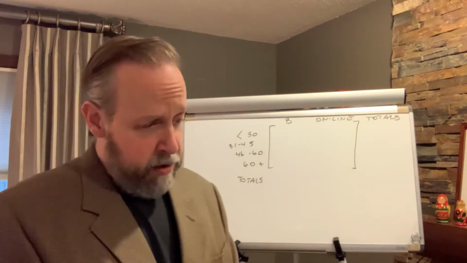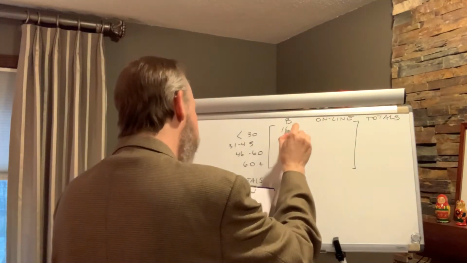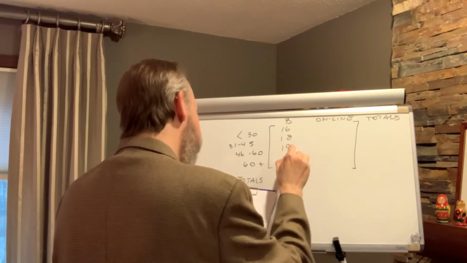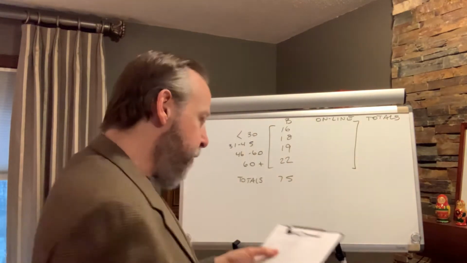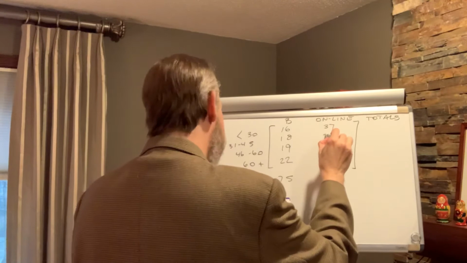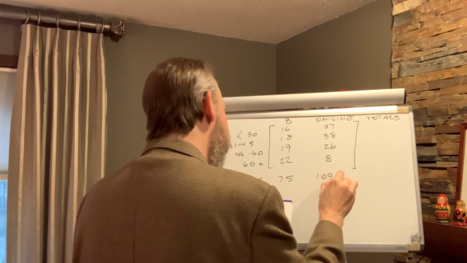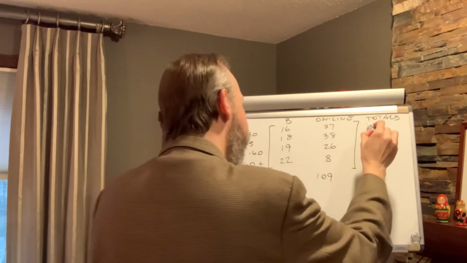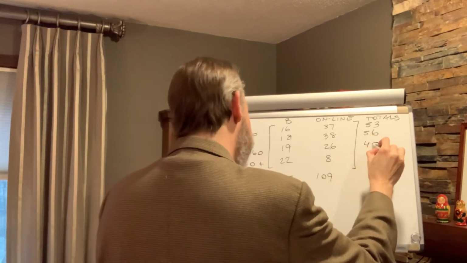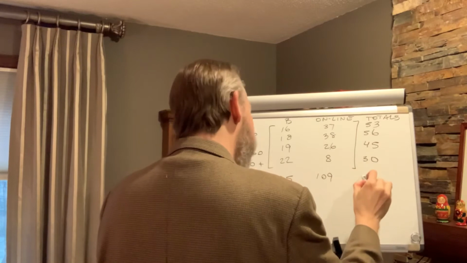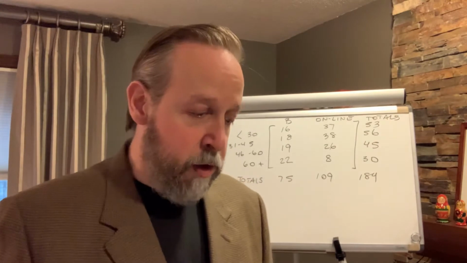Okay, so the data we had was for the branch banking, we had 16 and then 18, 19, and 22 for a total of 75 people. And for those who preferred the online banking, we had 37, 38, 26, and then 8 for a total of 109 people. In the totals for the age groups, we had 53 that were younger, 56 in the second group, 45 in the third, 30 in the older group, for a total of 184 people. All right, so they gave you all that. That was nothing that you had to actually do.